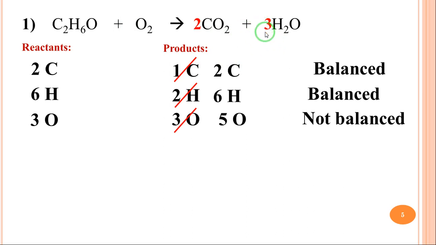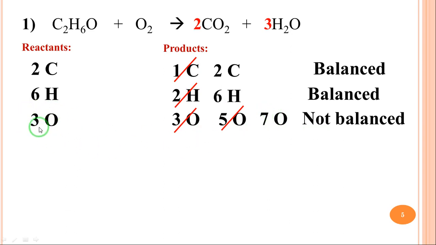Now after adding this 3, we have 3 times 2, 6 hydrogen, but this number is for oxygen also. So let's check the number of oxygen here. We have 2 times 2, 4, plus 3, so we now have 7 oxygen in the product side. So now we have 3 oxygen here in the reactant side.